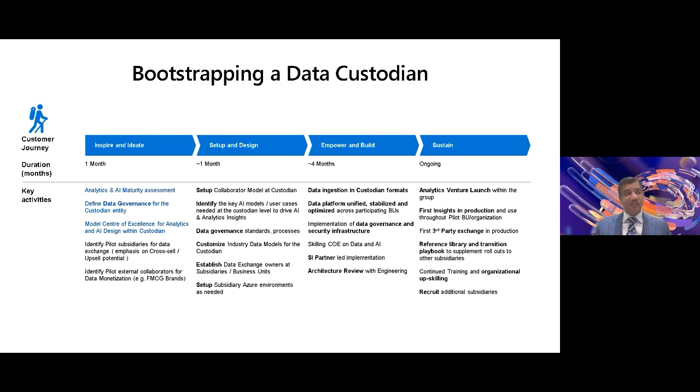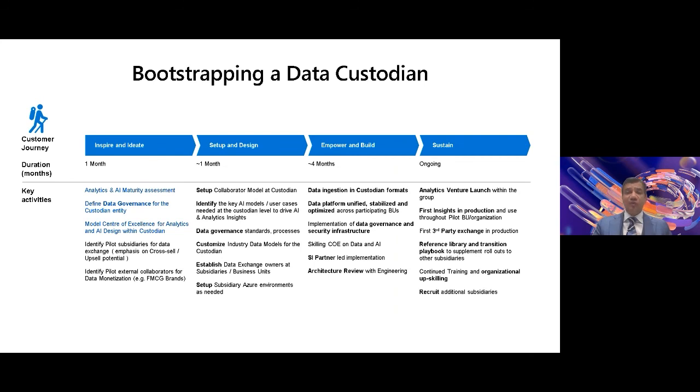So get the data ingestion in the custodian formats, put them all together, get to that unified view, and then get the implementation going. And in this phase, we typically bring in our engineering teams to help you with an architecture review as well. And around the 6th month, you get to a sustain phase where the analytics venture is up and running, the custodian is up and running, the first insights get to production, third-party exchanges in production, and then you have a reference library and a transition playbook that you can use continuously. So that's typically the journey that our customers take.